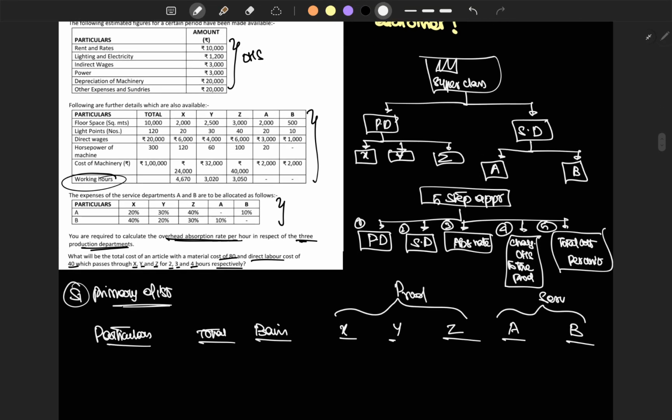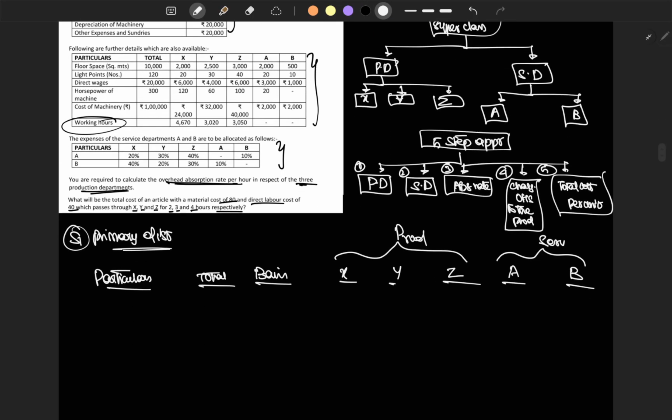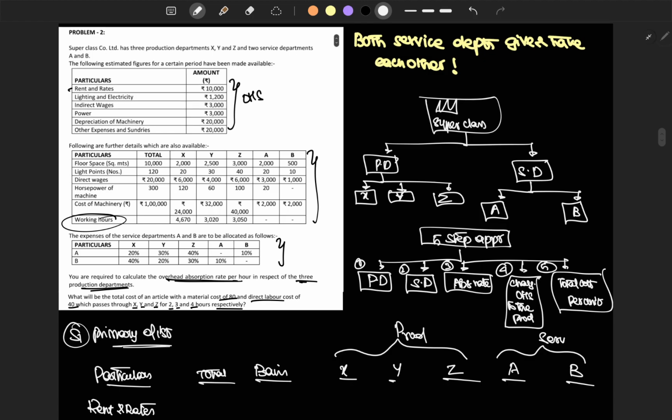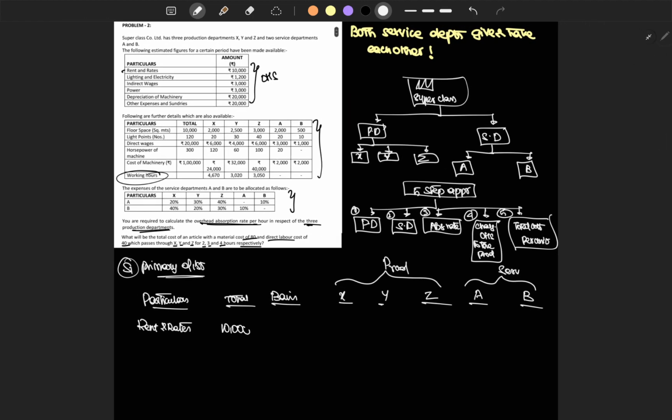So let's take one by one. The first one is rent and rates. What's the value of rent and rates, which is 10,000. Rent and rates is mostly classified based on the floor space. So let's take the floor space, which is 4 is to 5 is to 3 is to 2 is to 1. So let's just plug the figures here because the values are same. Since the values are same, we can just plug the figures as it is. Okay, 2000, 2500, 3000, 2000, and 5000. If we apportion also, the values will be same.